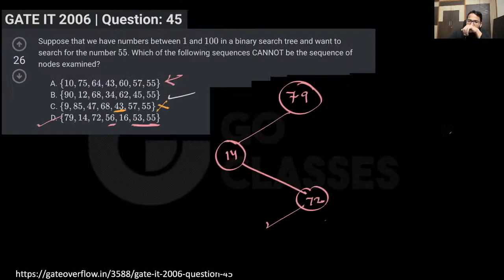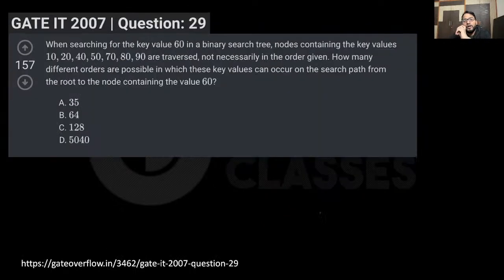Now, using this particular idea, we are going to solve this particular question which has been asked in GATE 2007. What they're saying: when searching for the key 60 in the binary search tree, nodes containing the values 10, 20, 40, 50, 70, 80, 90 are traversed, not necessarily in the order given. Okay, so they are going to traverse these, but they do not know the order in which they are going to traverse. Then how many different orders are possible if you want to search for 60?